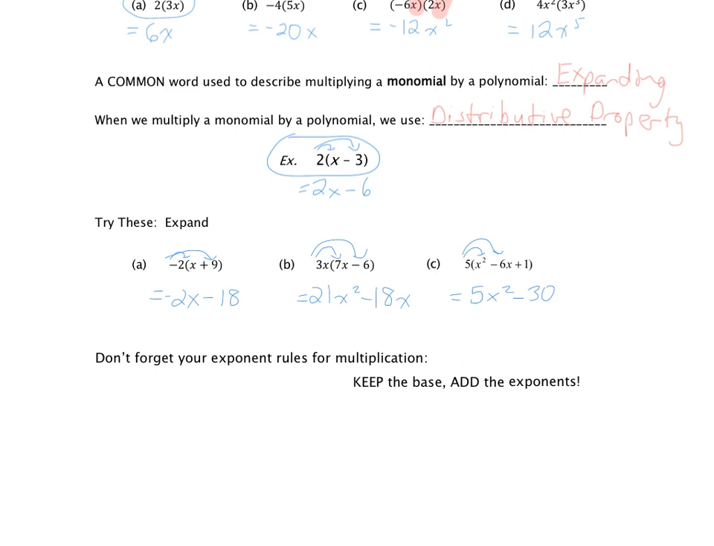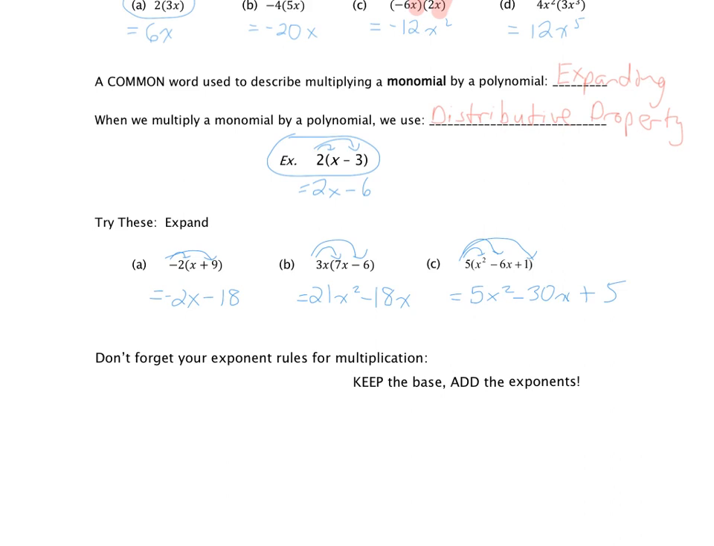And we see the x on the 6, so 5 times negative 6x gives me negative 30x. And then I have 5 times 1, which is positive 5. So we just can't forget that each and every term gets multiplied by the term in front of the brackets.